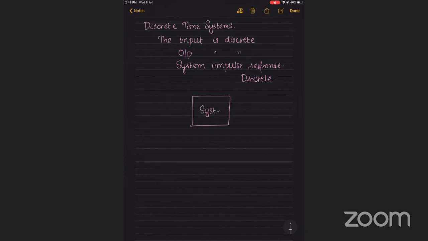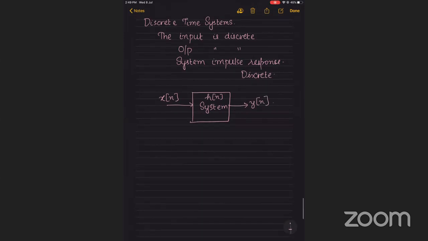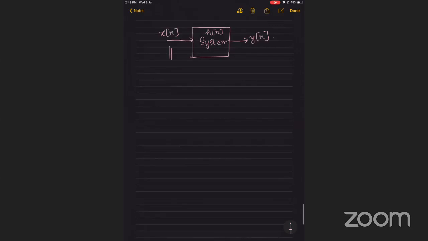So therefore, the moment I say discrete, I am not going to have x of t anymore. I'm going to look at x of n sequence. I'm going to have h of n. This is also discrete. And I'm going to have y of n. Now, how did we get this x of n, h of n, and y of n? We basically did sampling. We sampled x of t.